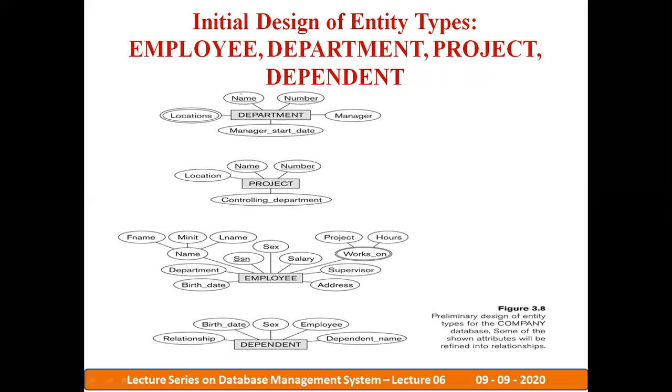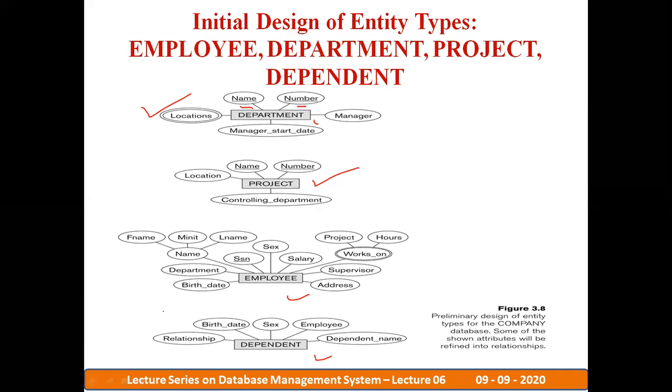Here, as you can see, we are using 4 entity types. The first one is department, the second is project, the third is employee, and the fourth is dependent. The attributes associated with each entity are represented in an oval. If an attribute takes multiple values, it should be represented as multi-valued, because the location can be in different locations. As you can also see, key attributes are represented with an underline. Here in this case, name and number are represented with an underline.